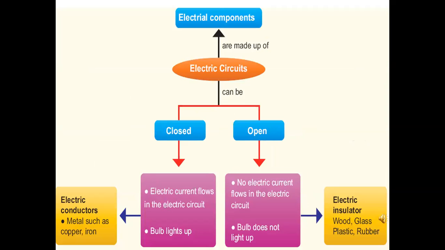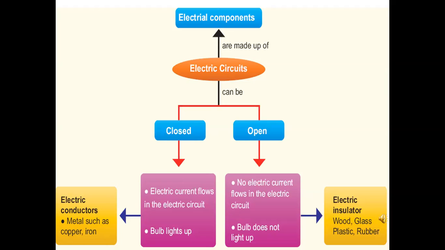Electrical components. Electric circuits are made up of electrical components. Electric circuits can be a closed electric circuit or an open electric circuit. First we'll see the closed electric circuit. In a closed electric circuit, electric current flows in the electric circuit and the bulb lights up. Electric conductors are metals such as copper or iron.